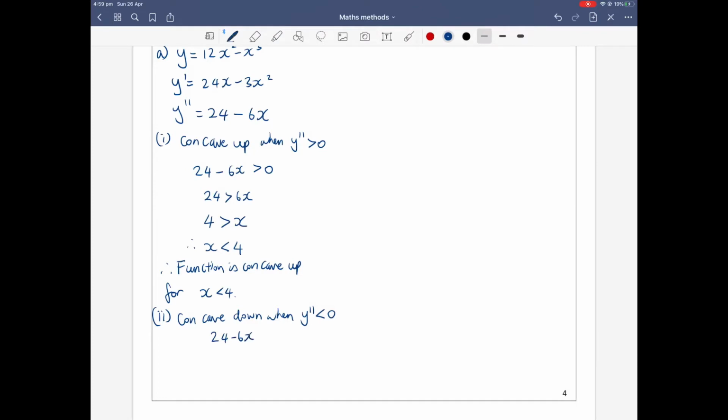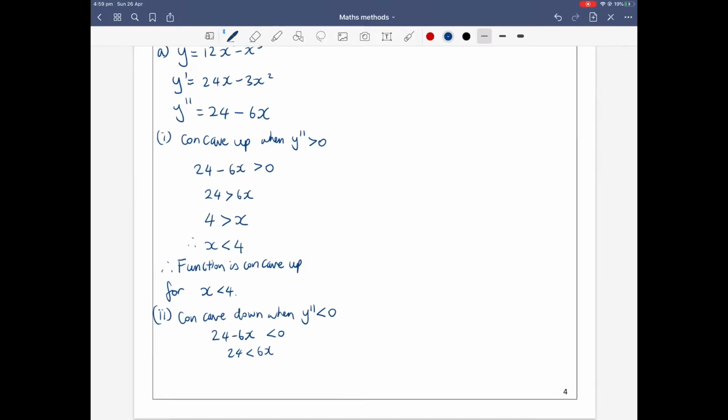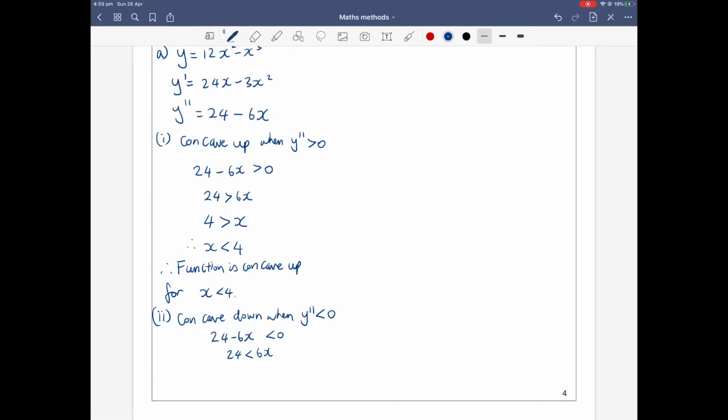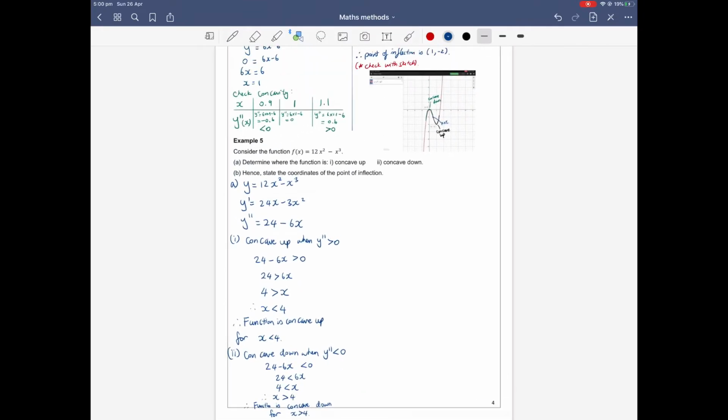So solving this, y dash dash is 24 minus 6x less than 0. Again, I'm going to add 6x to both sides, so I don't flip the inequality because I haven't multiplied or divided by a negative number. Then dividing both sides by positive 6, I get that. Usually we write the x on the left-hand side, so flipping it around. So therefore the function is concave down for all x values bigger than 4. So that's what that tells us.